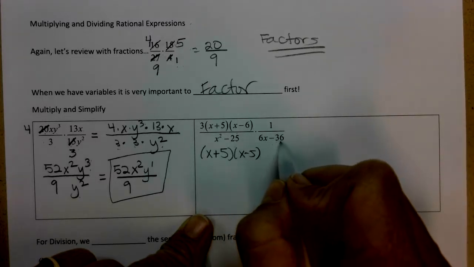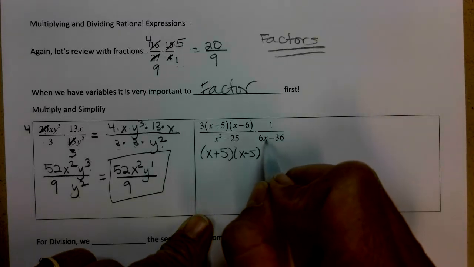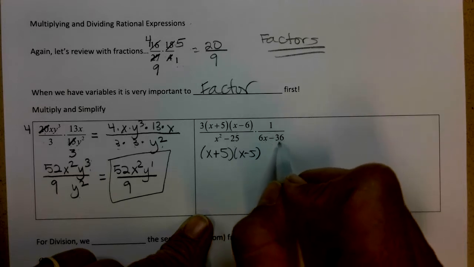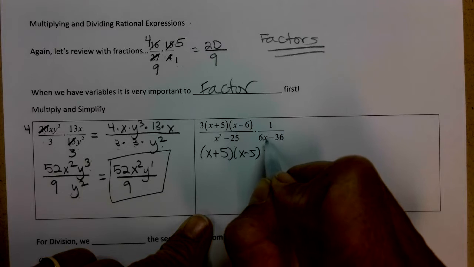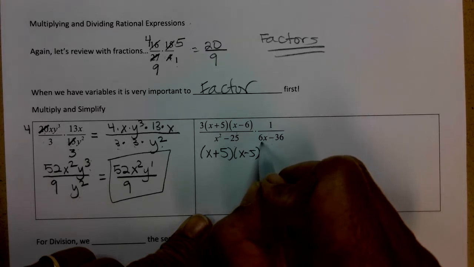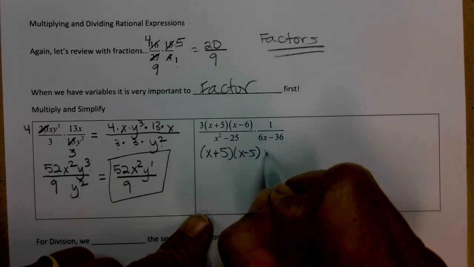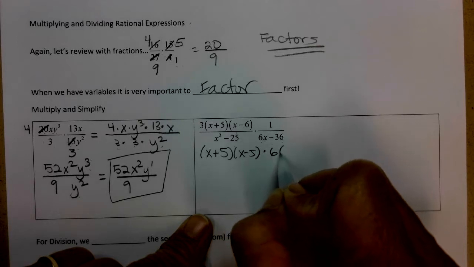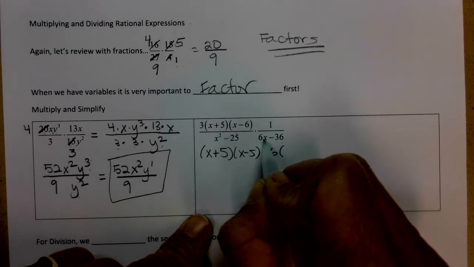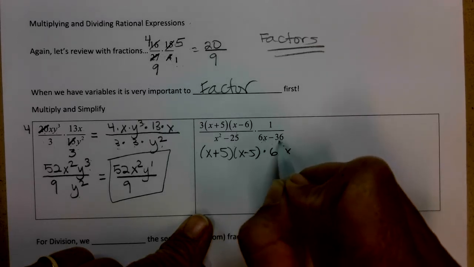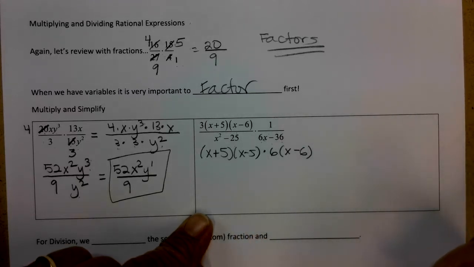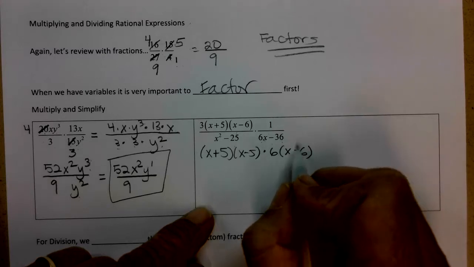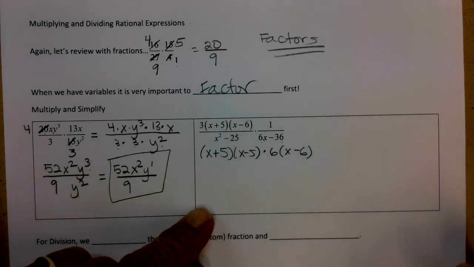And then 6x minus 36. So this is linear. It's 6x to the first. So it's not a difference of squares, but I can look for a greatest common factor between 6x and minus 36. And so that'll be 6 times, and we factor 6 out of 6x, leaves behind an x. 6 out of minus 36 leaves behind minus 6. So 6 times x minus 6 is what that factors to.